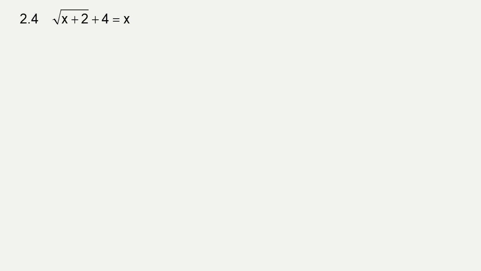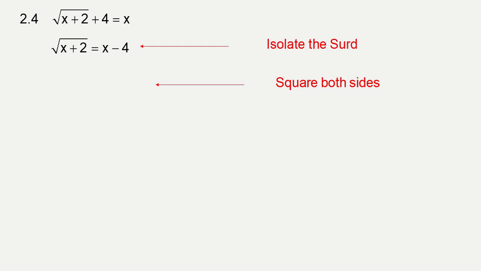The fourth one is a surd equation, a simple surd equation. So in this case, you know the first step, you must isolate the surd, which means that the term with the square root must be left on its own. So you transpose the 4 to the right hand side, it becomes minus 4. Then you must square both sides.